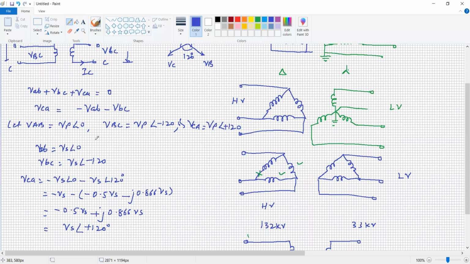So the first requirement of the three-phase load is the balanced voltage. We obtain the balanced voltage in the secondary winding, that is VA, VB, and VC, and all are equally spaced by 120 degrees. So the first requirement of the three-phase load, a balanced voltage, is obtained.